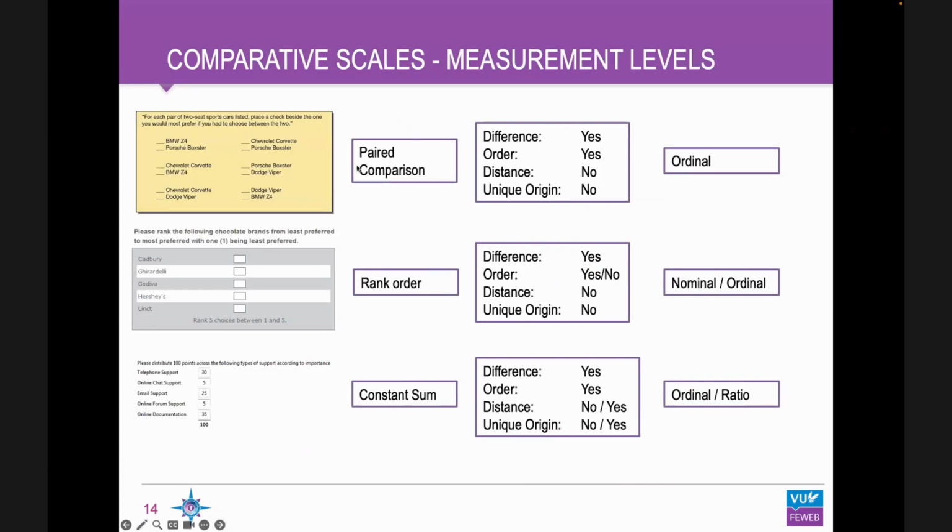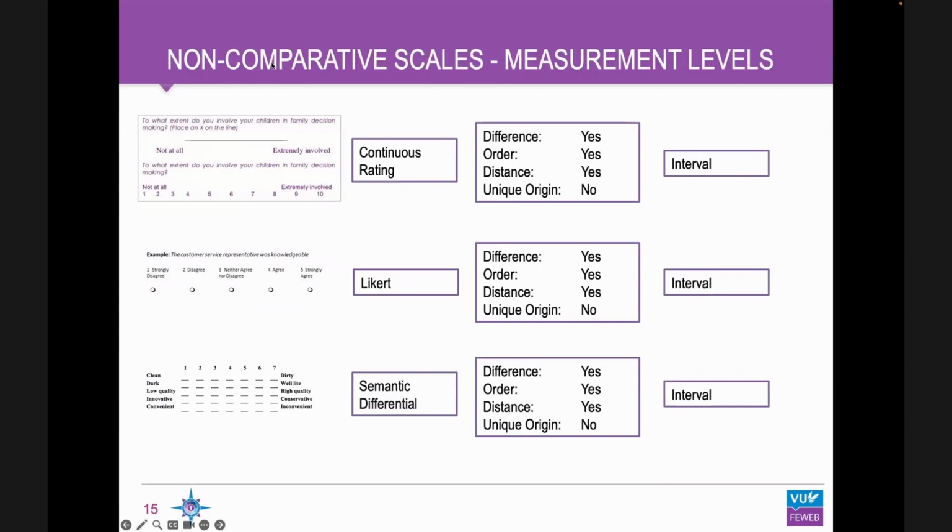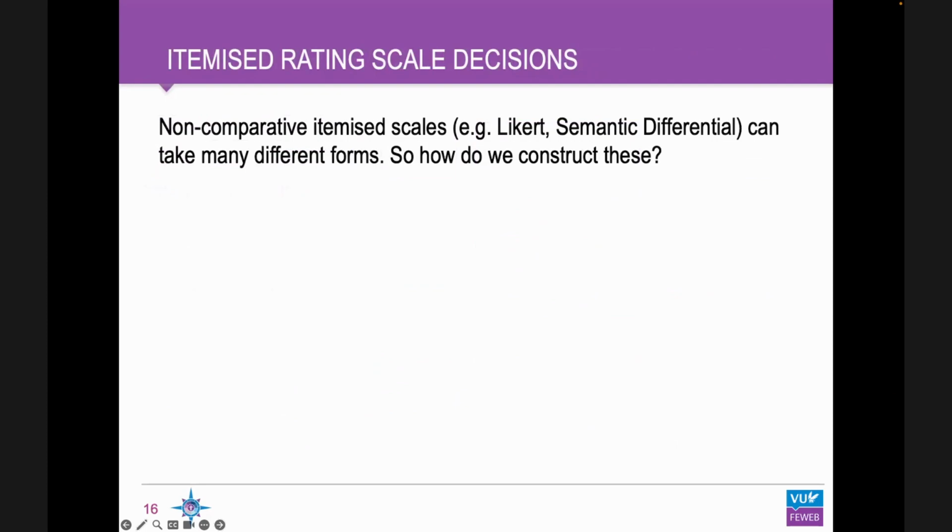And then you can check the one-to-one correspondence of the comparative scales and their measurement levels. Same goes for the non-comparative scales and measurement levels. Here, as I said, there is a note related to Likert and semantic differential if you don't have a neutral statement and an odd number of options in general. But in practice, it is common that people would just treat this as interval and use it in hypothesis testing and regression.